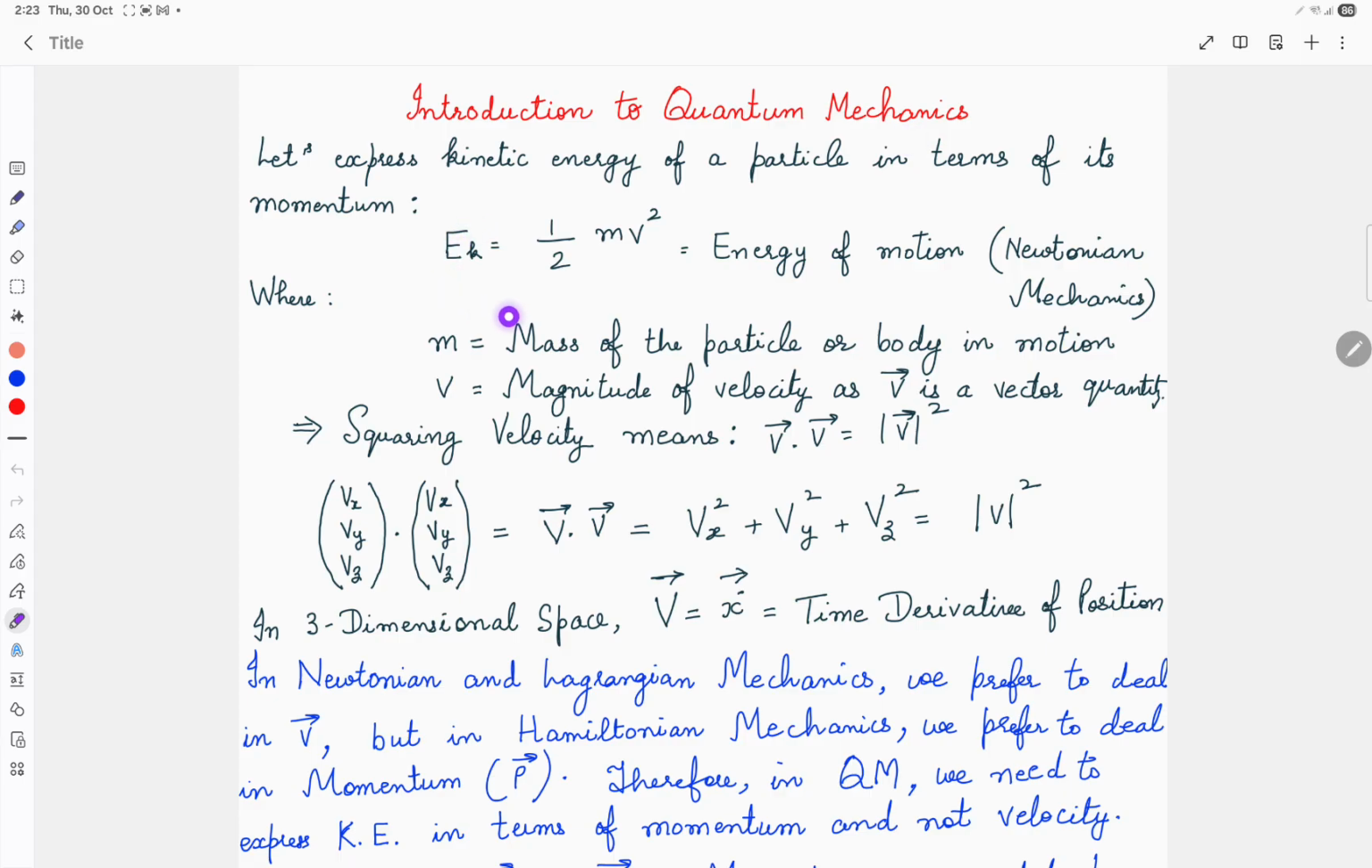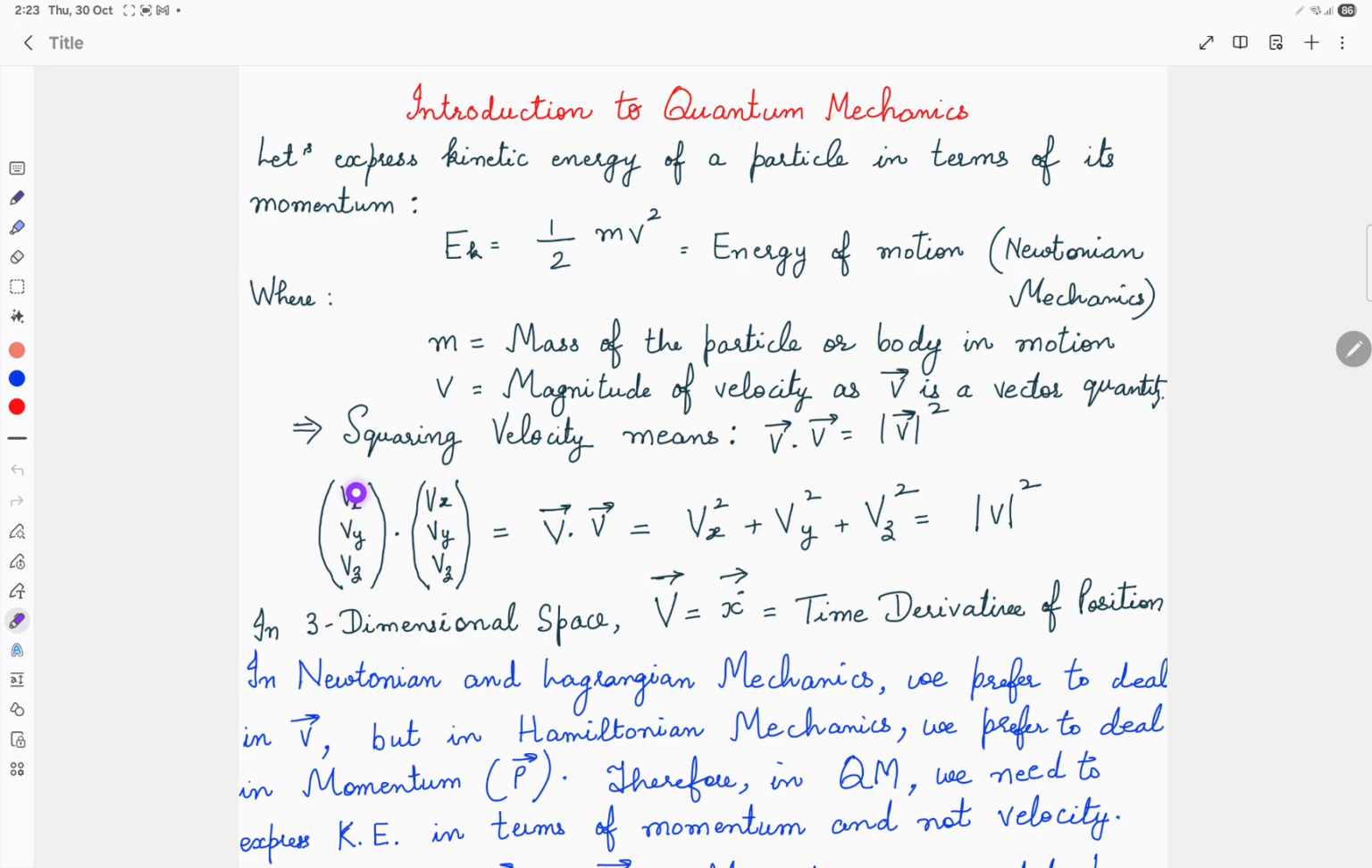We know that the kinetic energy of a particle is given by half mv squared, where v is the velocity vector and m is the mass of the particle or the body in motion. Now, squaring the velocity, because velocity is a vector quantity, means taking the dot product between the two vectors, which gives me the squared magnitude of velocity.